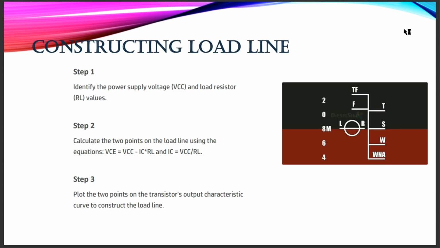Constructing the load line. There are three steps to construct the load line. Step 1: identify the power supply voltage and load resistor values. Step 2: calculate the points on the load line using the equations VCE equals VCC minus IC times RL, and IC equals VCC divided by RL. Step 3: plot the two points on the transistor output characteristic curve to construct the load line.